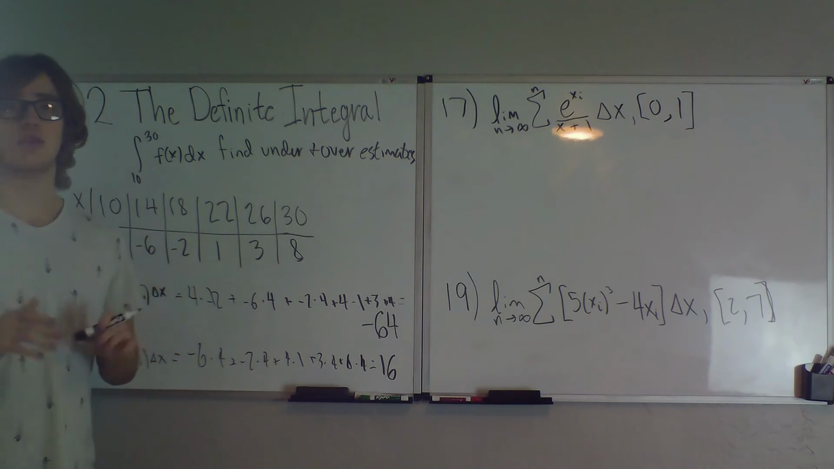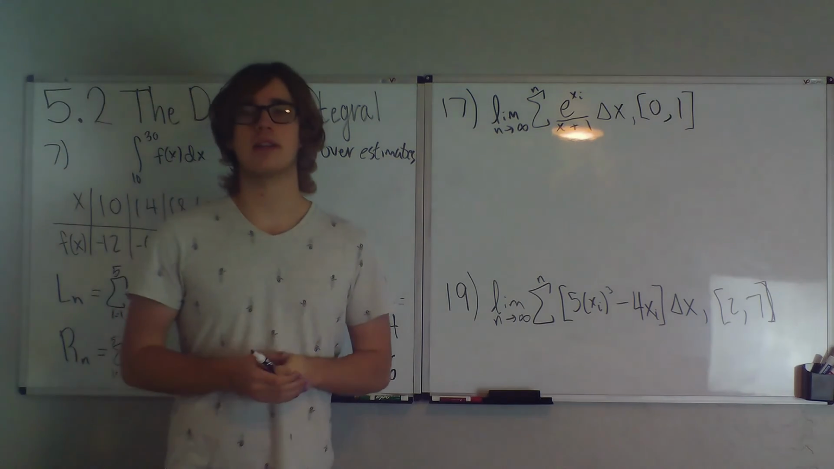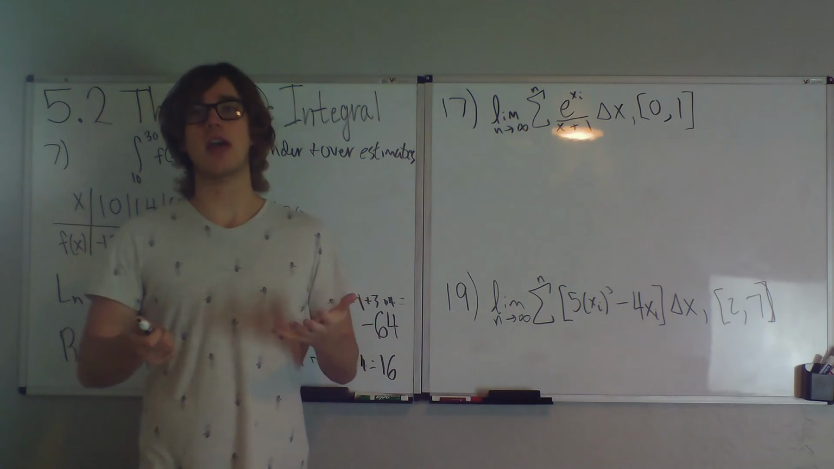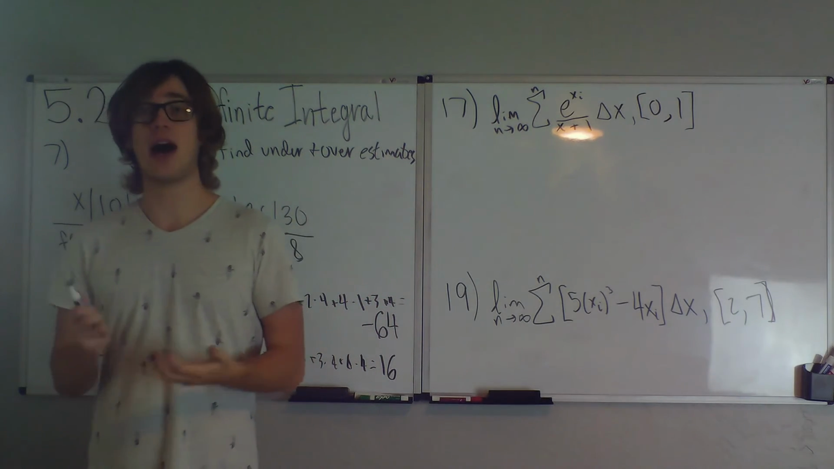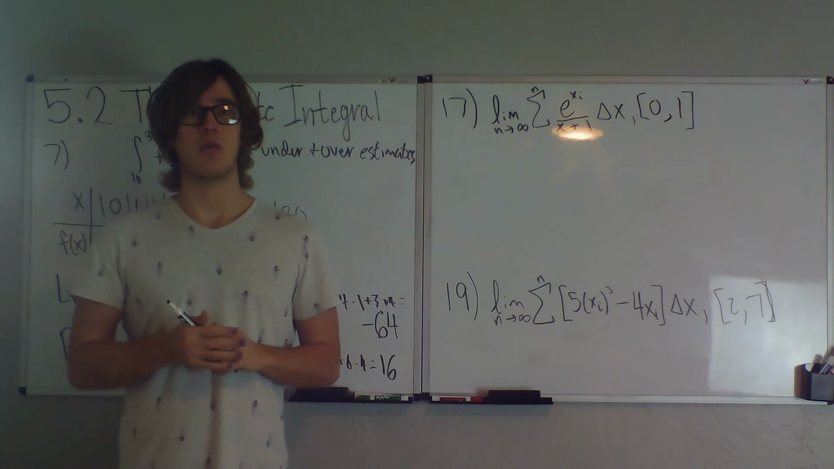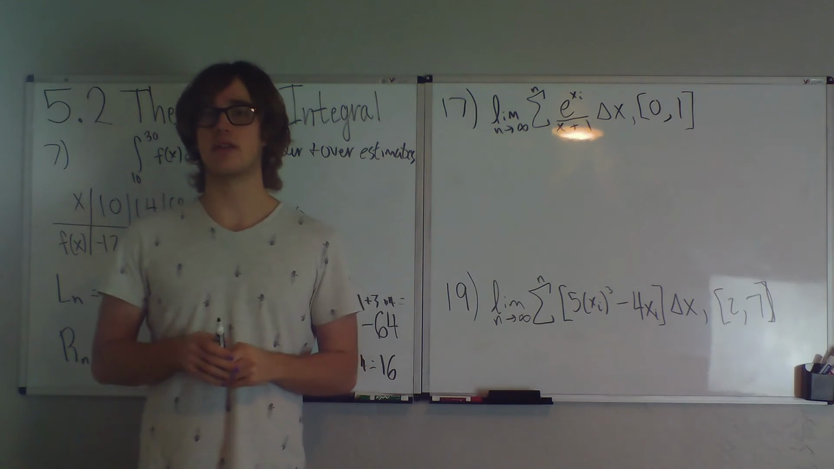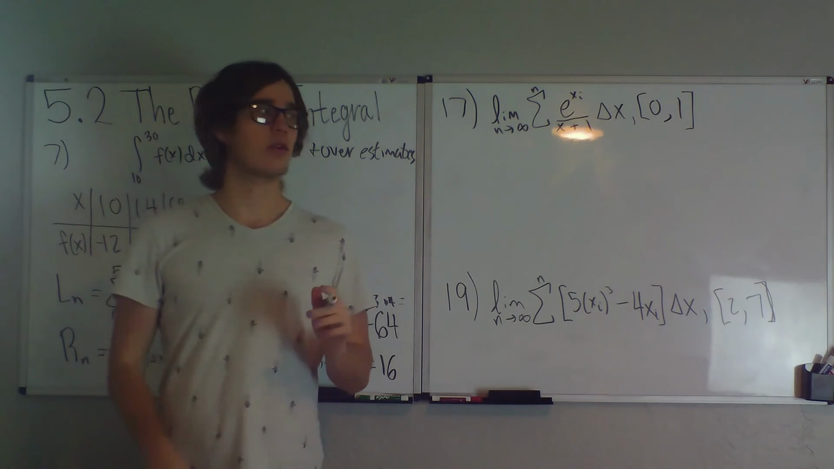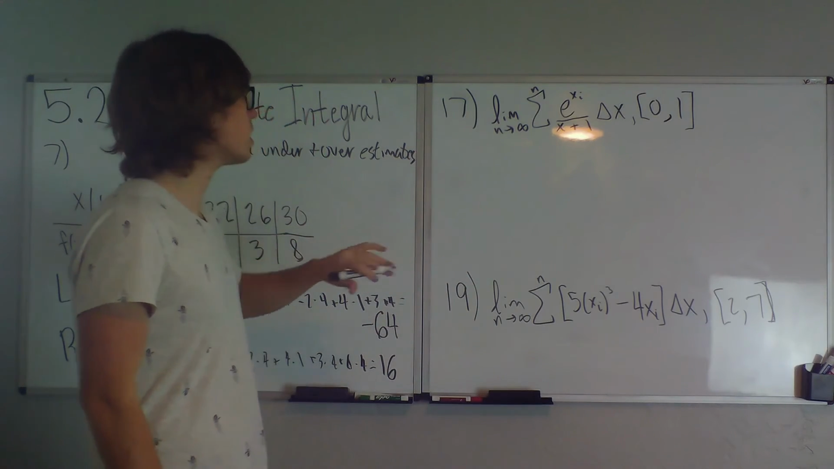And that's a huge area, or not area, but that's a huge interval. But that's okay because we were only tasked to find it with 5 rectangles, and 5 rectangles is nowhere near enough to get an accurate reading. Okay, now number 17 and 19.